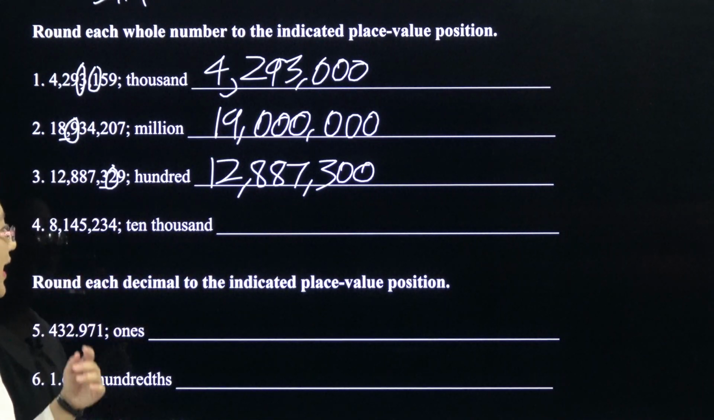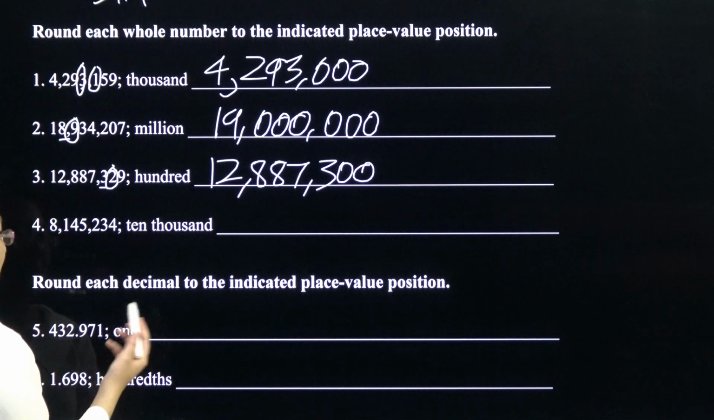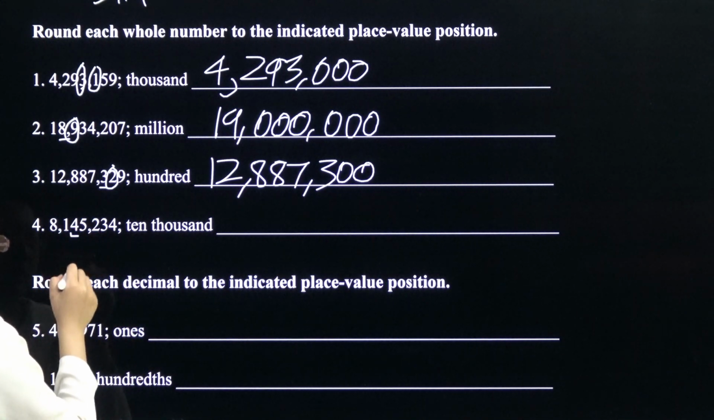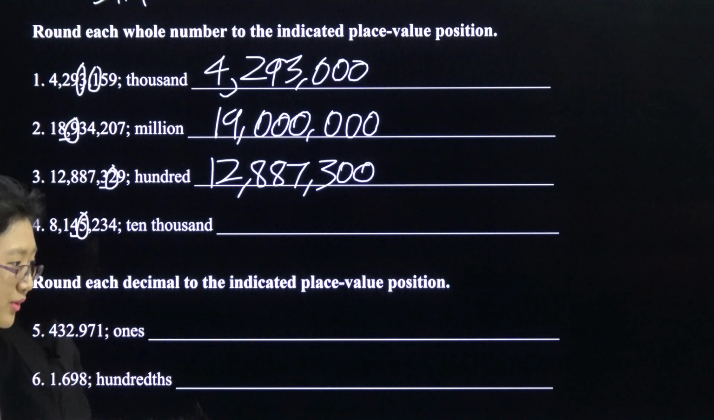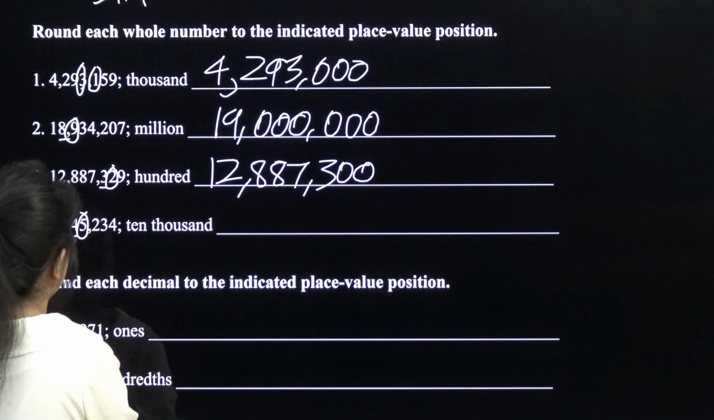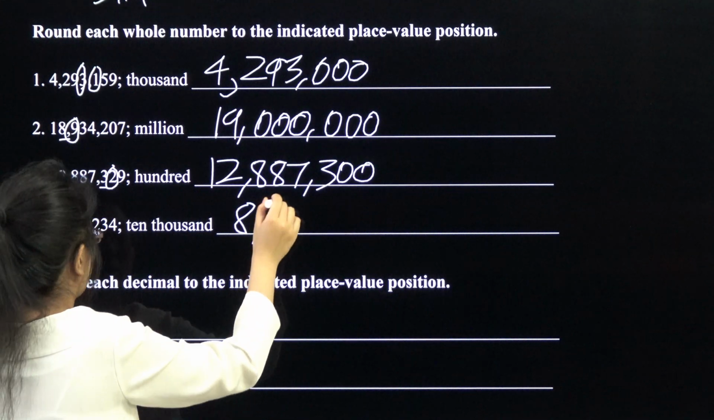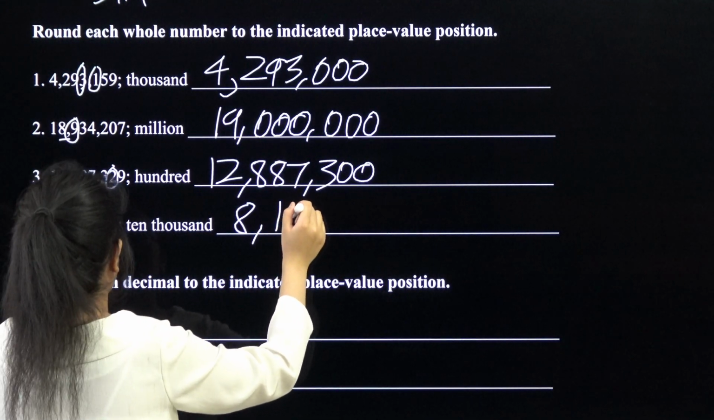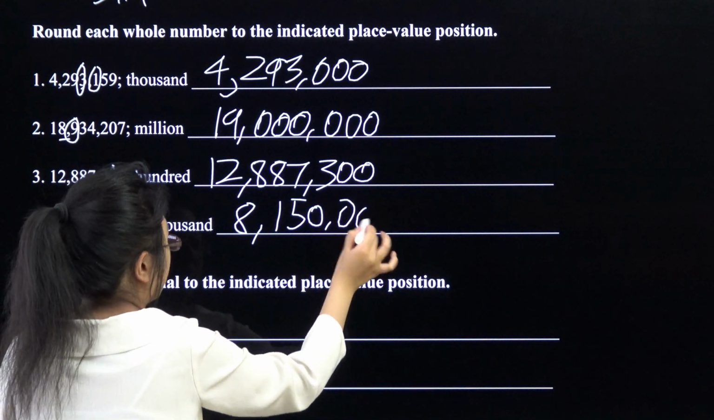Question number 4, the last of the whole numbers, is, well, we're rounding to 10,000. We go 1 to the right, which is 5. And for 5, we round up. So that'd be 8,100,000, and because we're rounding up, 50,000.